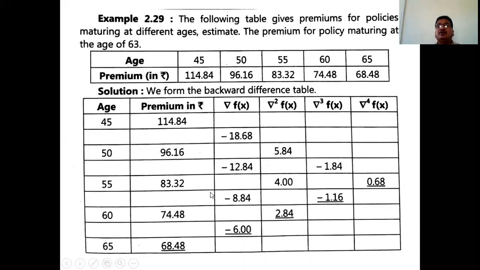So the next problem is on the same method, the backward interpolation method. Given is a table. The first row is age, the second row is premium. Consider the first row as the values of x and the second row as the values of y. We have to find the premium for a policy maturing at age 63. So we have to interpolate the value at 63, which lies between 60 and 65. And if you observe, all the values of x are equidistant, and the distance is 5.